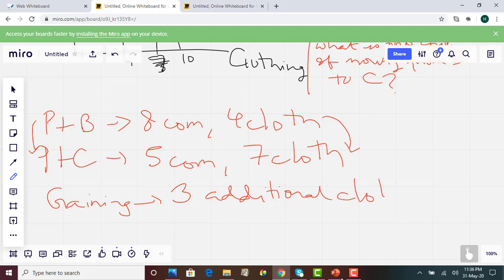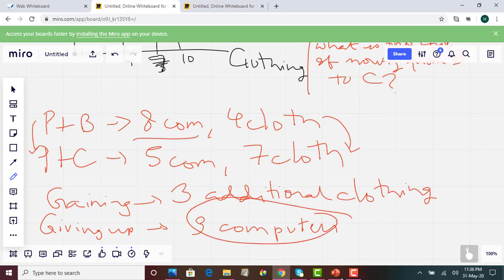Right, previously we were able to get 4 clothes. Now we are able to get 7 clothes, so we are gaining 3 additional clothes. But what are we giving up? We are giving up 3 computers, right? Before we used to have 8 computers.